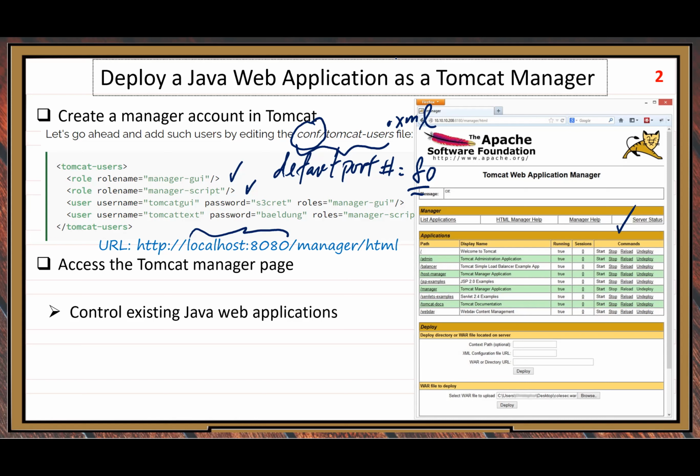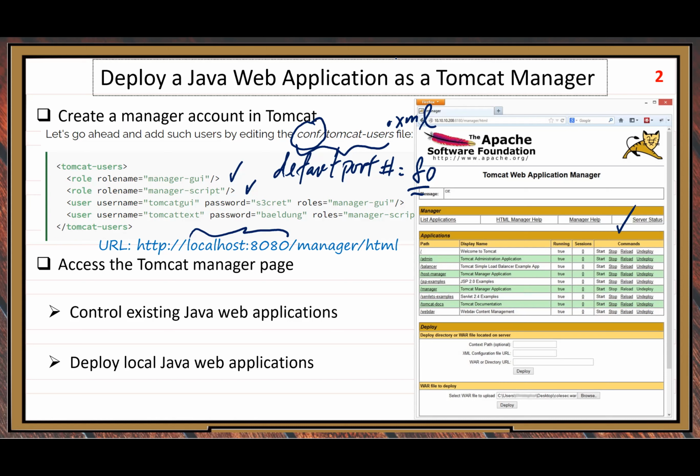Then the first part, the top half, is where the manager can control existing Java web applications. What kind of control can you see? The font is pretty small, but later you will see it when you download this file. Start, stop, reload, and undeploy. Several basic things for existing web applications. So that's one.